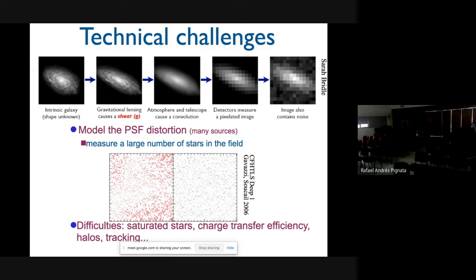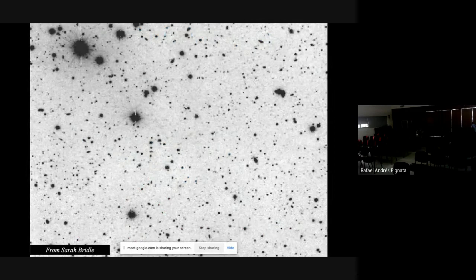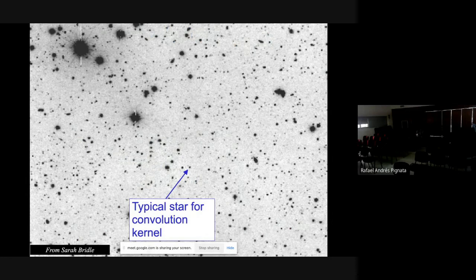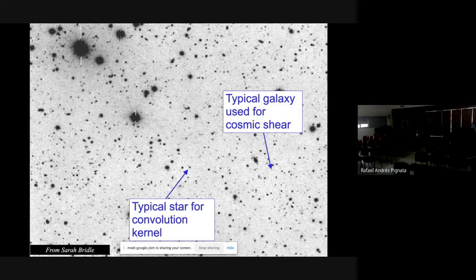So this is like a typical astronomical image. This is like a typical star we want to consider, non-saturated, not too faint. So there's a range of properties that you want to be sure it's a star. And that's a typical galaxy you want to measure cosmic shear. You want to go to far away galaxies. So this is very challenging.